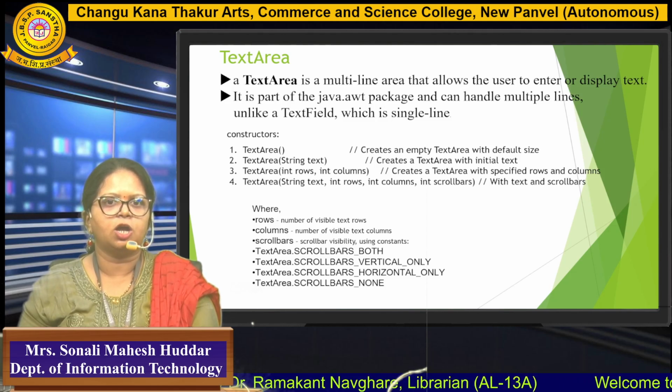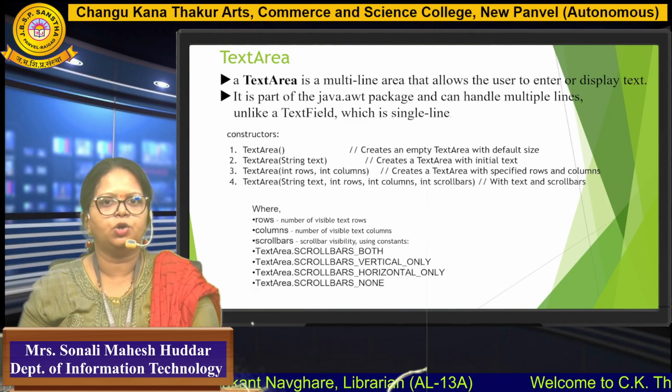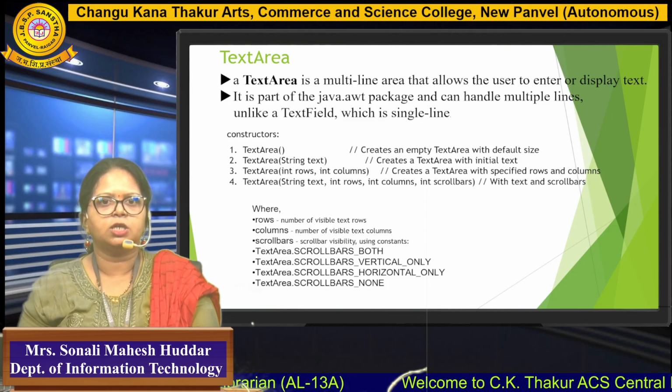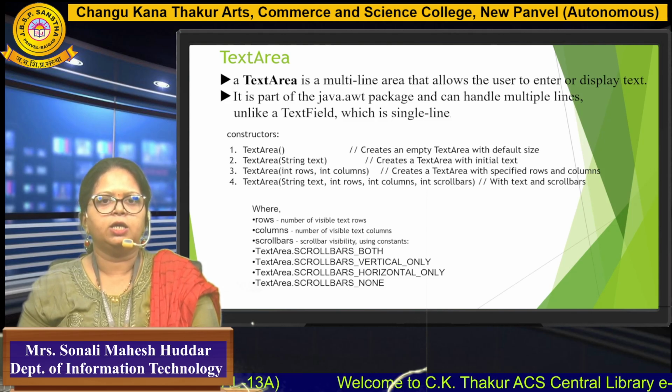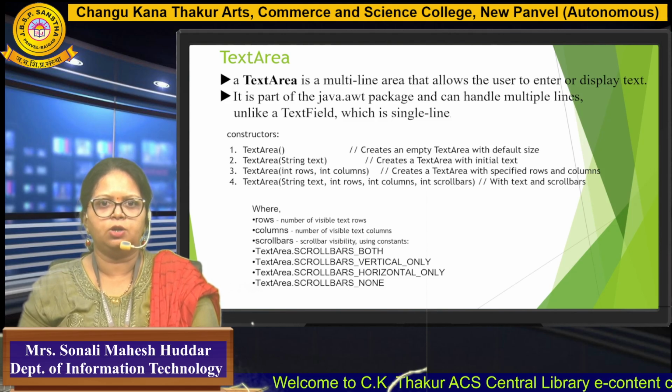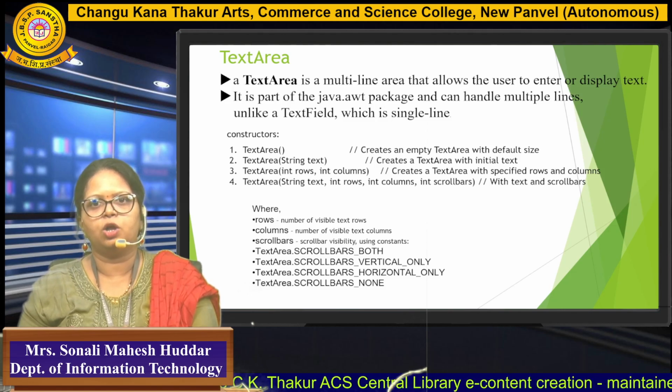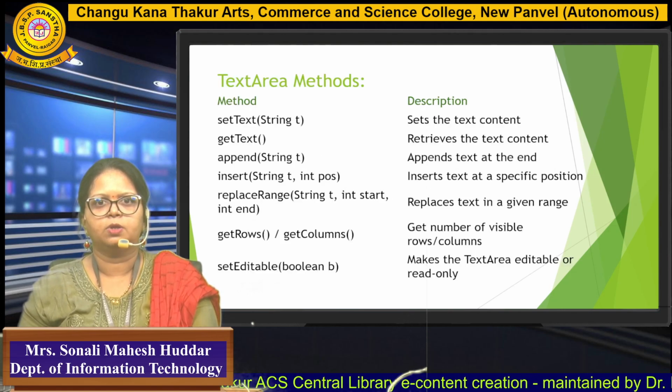TextArea.SCROLLBARS_BOTH, so vertical and horizontal, both scroll bars are displayed. Then TextArea.SCROLLBARS_VERTICAL_ONLY, TextArea.SCROLLBARS_HORIZONTAL_ONLY, and TextArea.SCROLLBARS_NONE. So if you don't want any scroll bar, then you can set none.